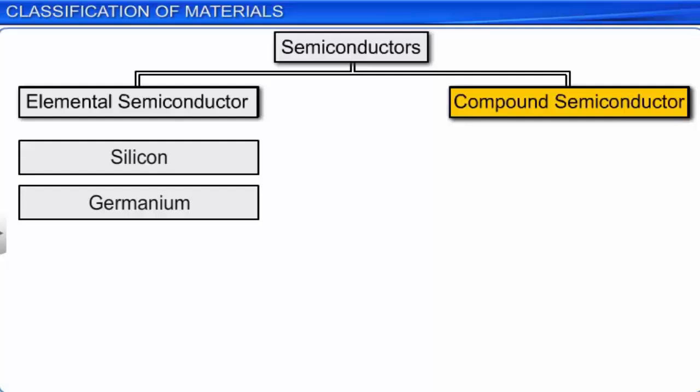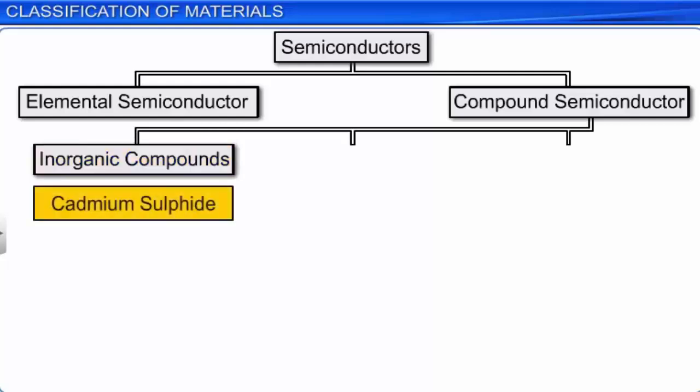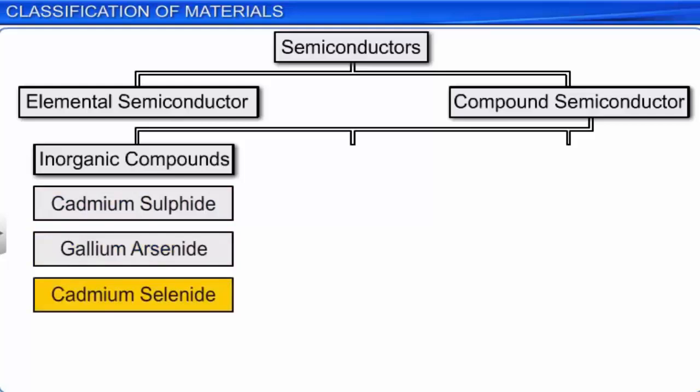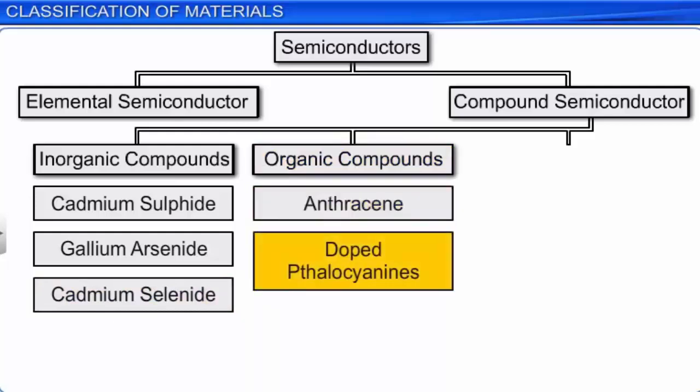Compound semiconductors may be further divided into different types, such as inorganic compounds like cadmium sulfide, gallium arsenide, cadmium selenide, etc., and organic compounds like anthracene, doped phthalocyanine, etc., and organic polymers like polypyrrole, polyaniline, polythiophene, etc.